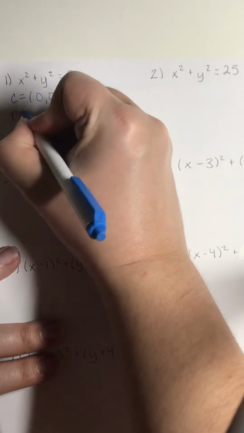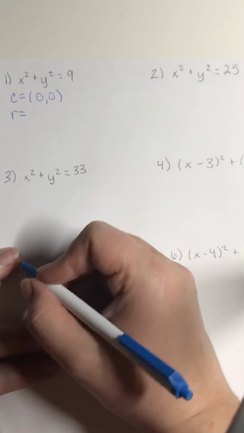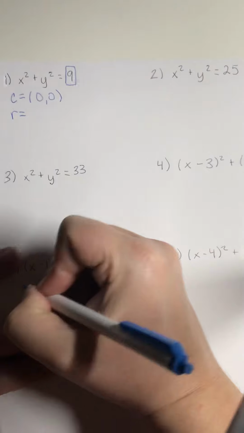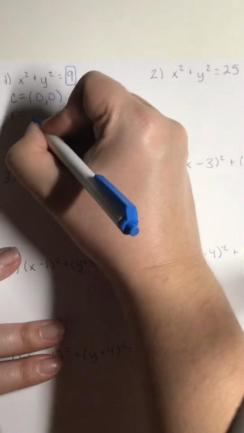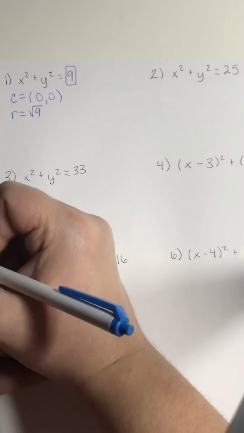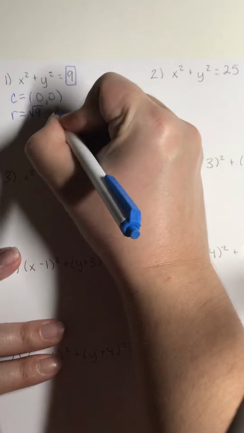Our radius, we'll call that r, is always going to be the square root of whatever number is on the right-hand side. So make sure you square root that 9. If I put that in my calculator, the square root of 9 is 3.